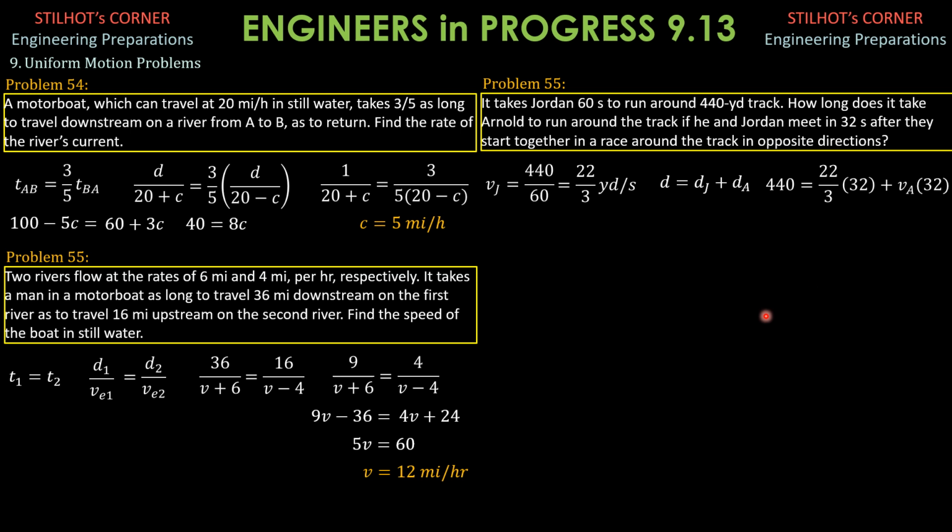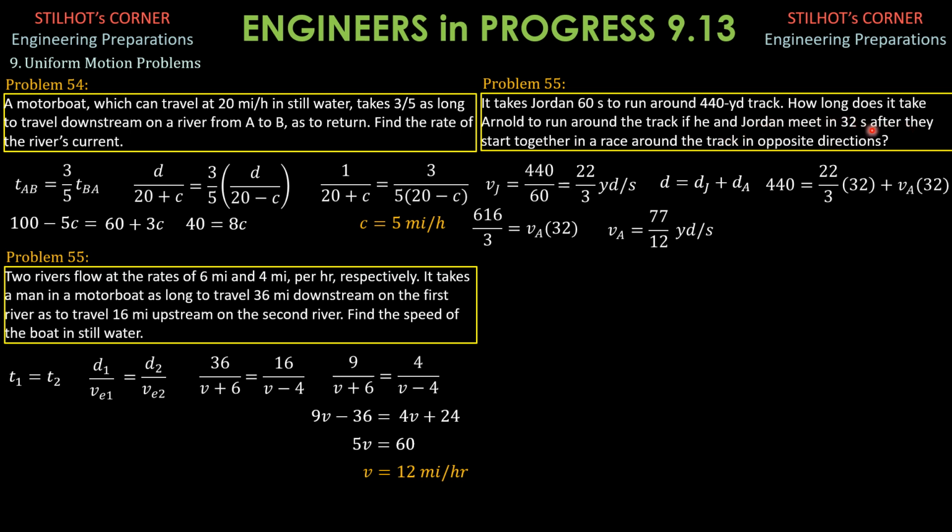Simplifying this equation, 440 minus 22 times 32 over 3 is 616 over 3 equals V sub A times 32. So 616 over 3 divided by 32, that's the speed of Arnold, and that is 77 over 12 yards per second.